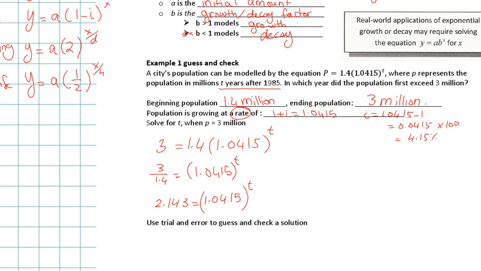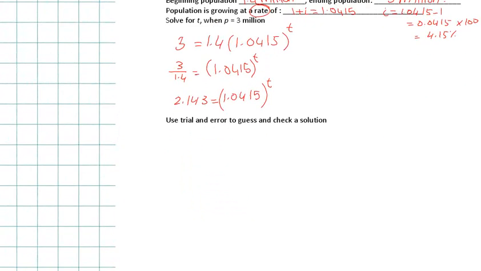Now this is kind of impossible to do with decimals. You won't be able to find something to the power of whatever to find T. So we're going to have to do guess and check. We're going to plug in values for T until we get the answer 2.143. If you start with 1, 2, 3, and 4, it's going to be very, very small, because it's 1.0415, so you're not going to see it.